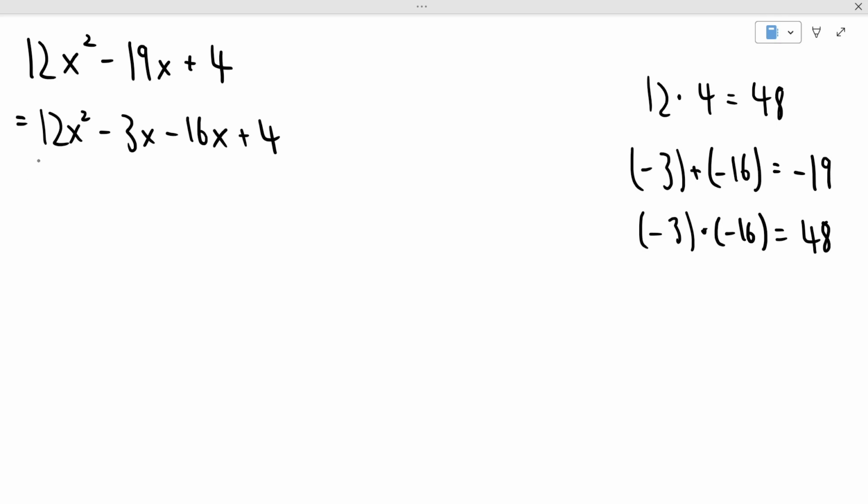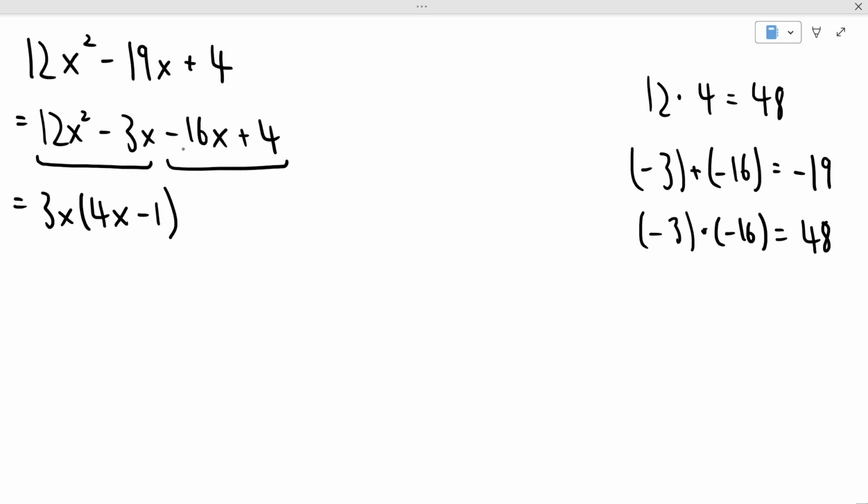So we can factor this using factoring by grouping. So we'll put the first two terms in a group and the last two terms in another group. So notice how 12x squared and minus 3x from the first group have a 3x in common. So if we factor out a 3x from 12x squared, we're left with 4x. And if we factor out 3x from minus 3x, we're left with negative 1.